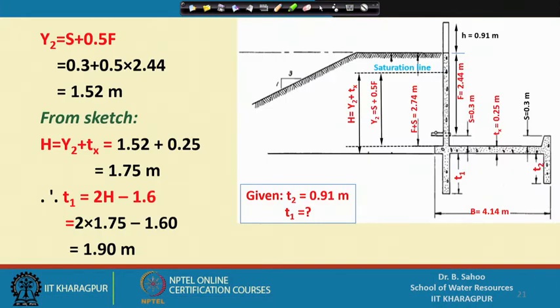As shown in this figure, here H equal to y2 equal to S plus 0.5F. We have already seen that one. So, you can estimate the y2 value. Here y2 equal to 1.52 meter, and this y2 corresponds to the depth between the saturation line and the line from the top of this apron. So, this is my y2 value.